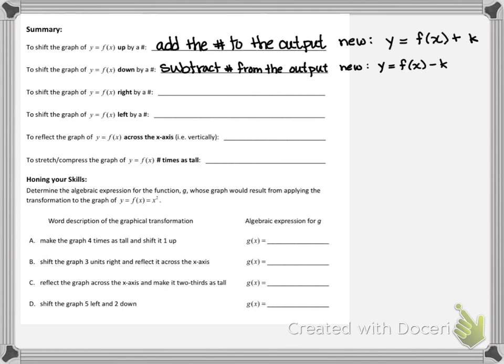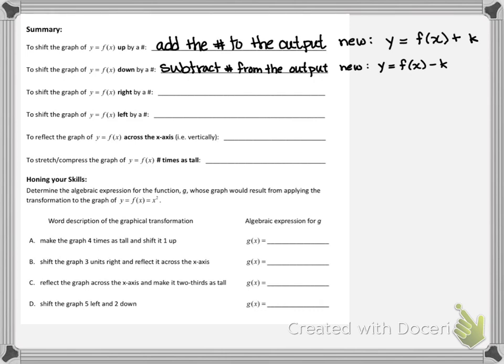And the key here is where we're doing the operation. So here, notice we're doing the operation on the output. So the output of the x squared function is x squared. So if we start with x squared and then we add 3, that's going to be a vertical shift, right? Because we started with the output and then we transformed it. So the difference between that and going left and right is what?